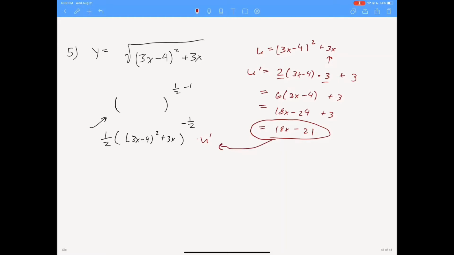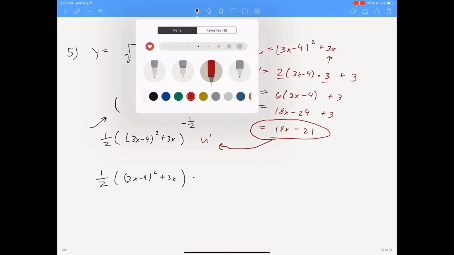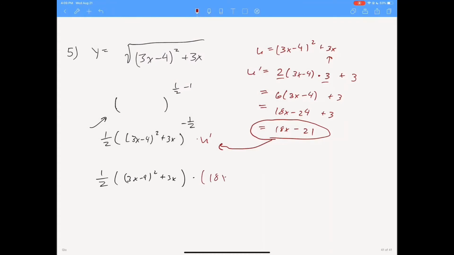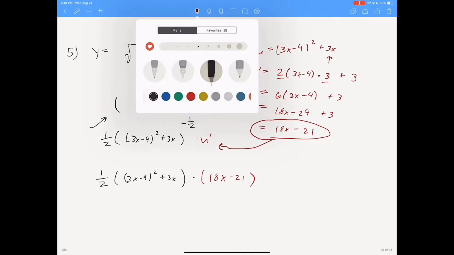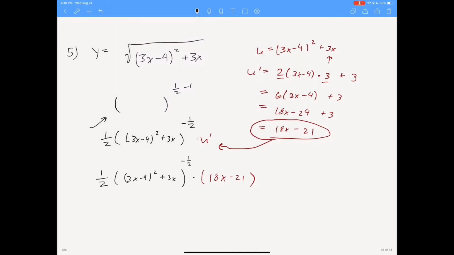Besides that, we go back to our original problem. And now we have 1/2 times 3x minus 4 quantity squared plus 3x times u prime, which is 18x minus 21. So let's see. Oh, I forgot to write the negative 1/2 right here. So let me rewrite this.